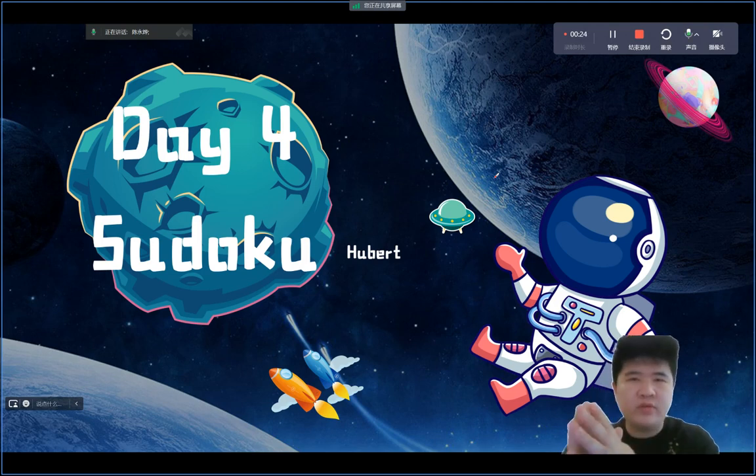For Sudoku, we know that we should fill in numbers in each row and each column, and sometimes even in each block. We need to make sure that for each block, each row, and each column, each number will only appear once. So let's look at how we can do that, and we can apply some special strategy here.